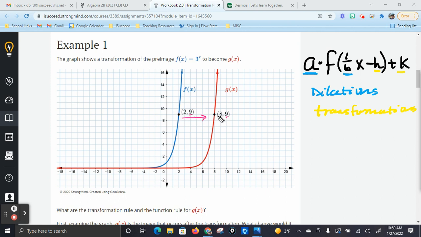So this is moving things to the right, and I can tell how many units to the right by simply comparing the 2 to the 8. It's moved to the right 6 units. So then if we go ahead and read the explanation down below, it's a mathematical explanation of what that is.